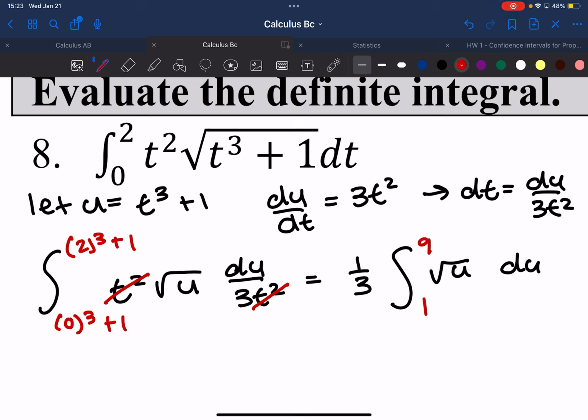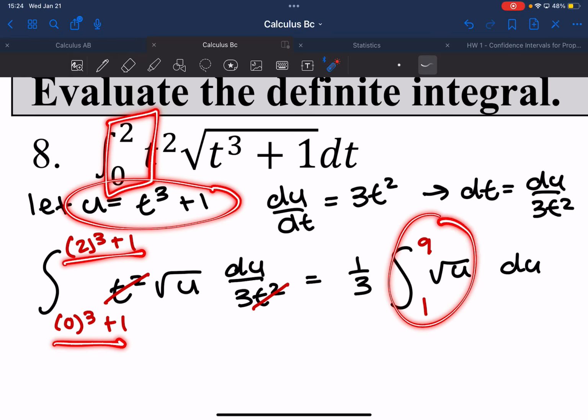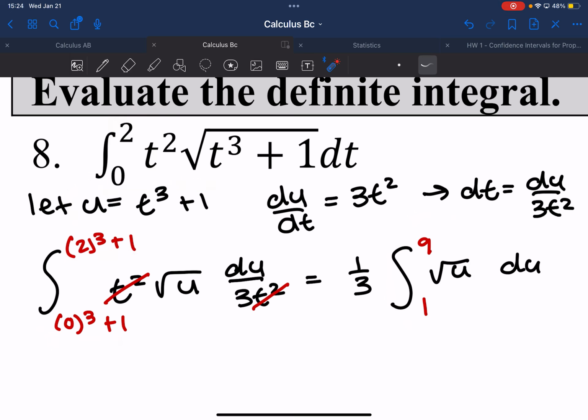Wait, can you explain why we have to do that? So the reason we have to do that is when we're using u substitution, we are changing the variable. For the integral from 0 to 2 is only in terms of t. But if we say that u is equal to t cubed plus 1, these bounds have to be in terms of u as well. So if u is t cubed plus 1, we just plug in the old bounds for t, and we get the new bounds in terms of u. Which means if we had to do a double substitution, so we do a w substitution, would we have to change the bounds again? Yes.